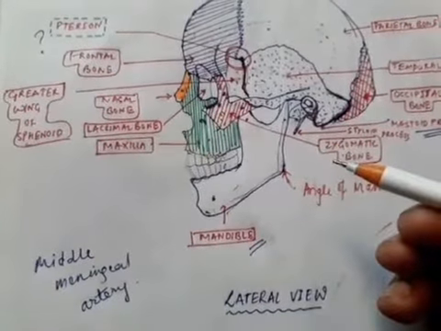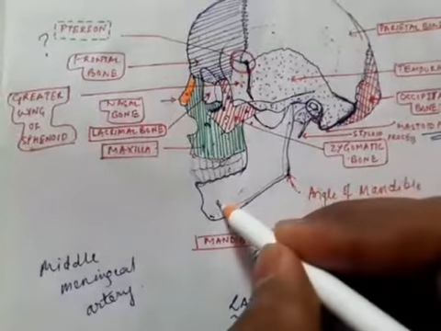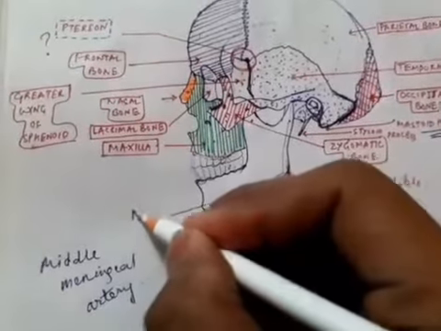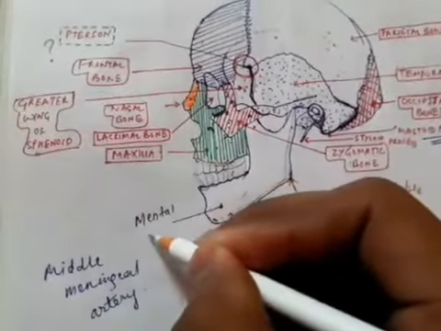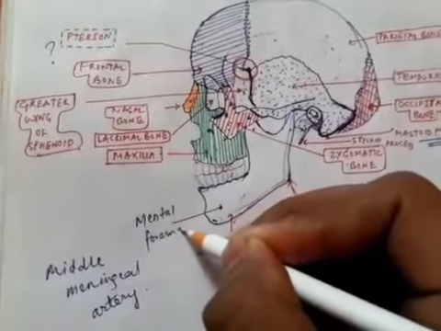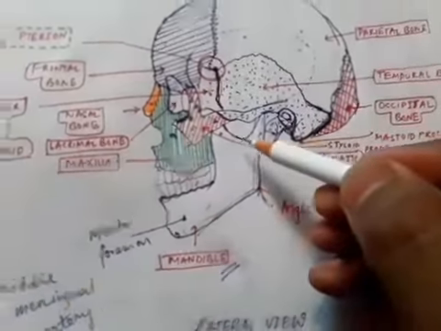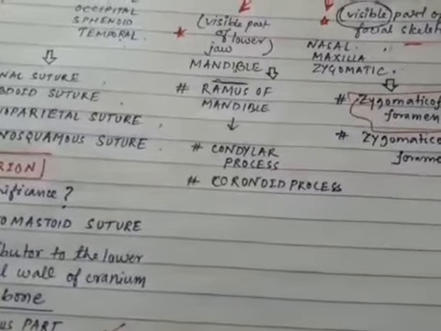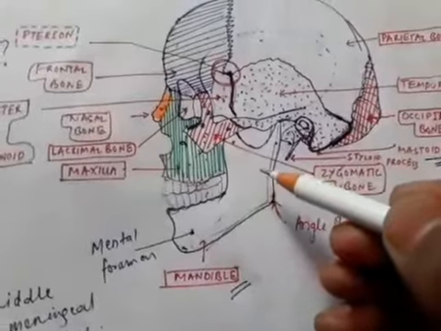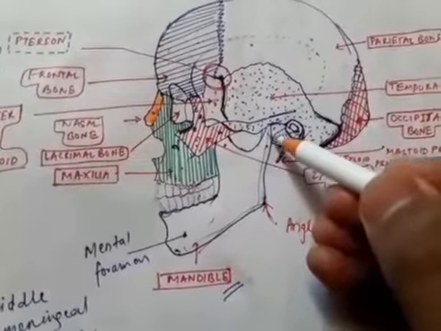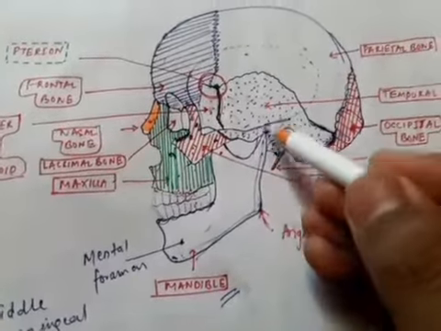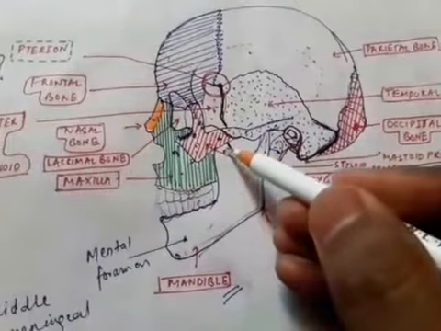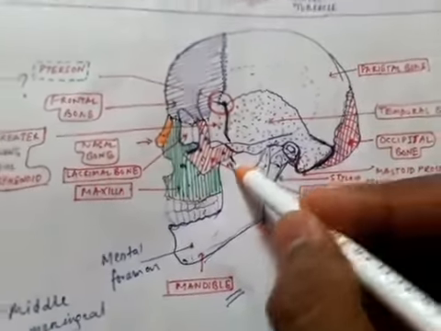Again, there is a mental foramen on the lateral surface of the body. We can appreciate two processes on the superior part of the ramus, called the condylar process and the coronoid process, that extend upward. The condylar process is involved in the articulation of the mandible with the temporal bone, and the coronoid process is the point of attachment for the temporalis muscle.